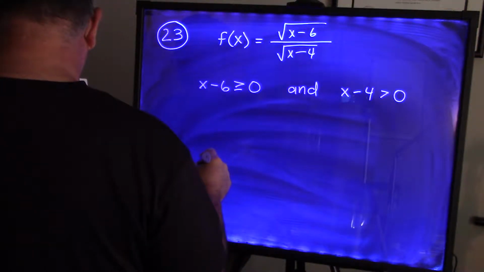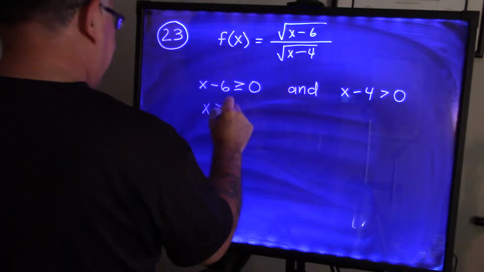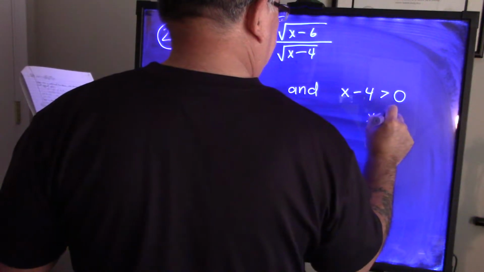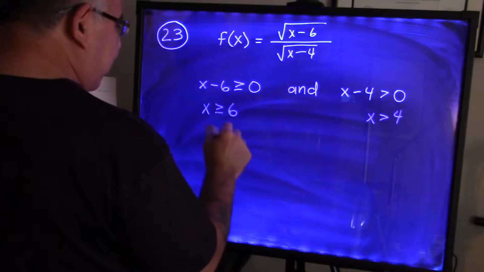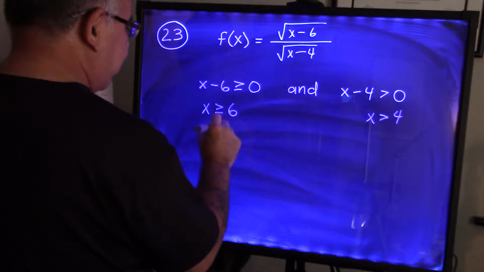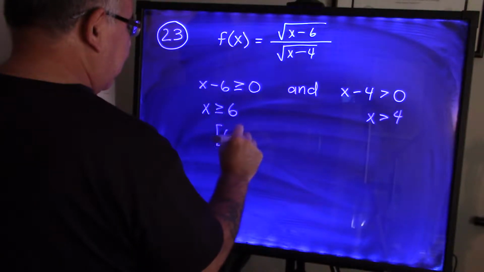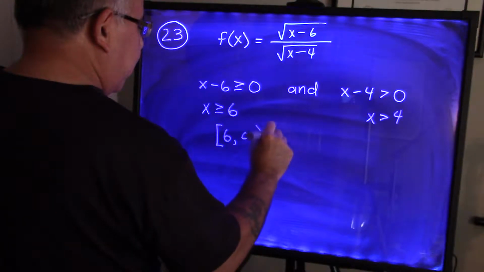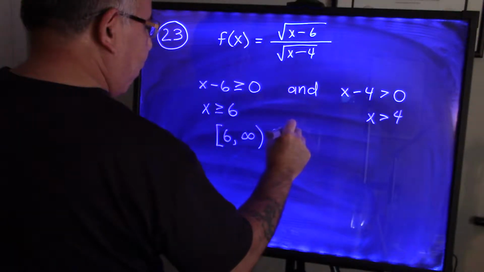So let's solve each of these separately. x is greater than or equal to 6, and x is greater than 4. So if you take the intersection of these two domains, x greater than or equal to 6, you're taking the left side as 6, including 6, to positive infinity, and you're going to intersect that with this, which is x is greater than 4.